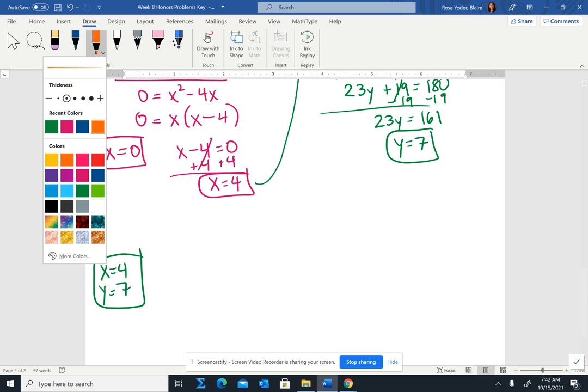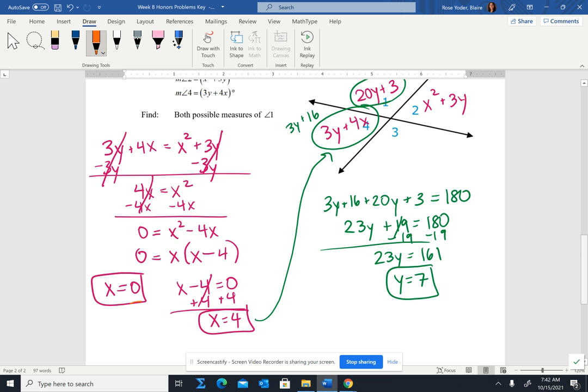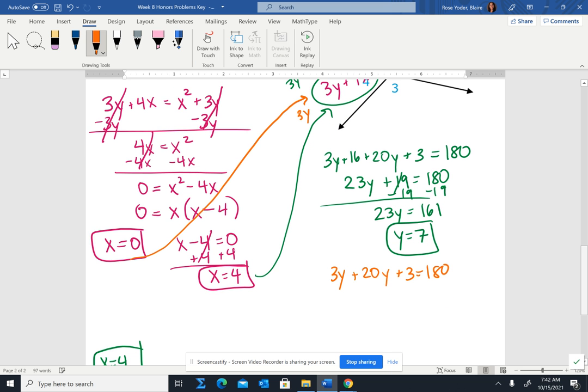All right, let me change colors. What happens when x is 0? I need to plug that in also. When x is 0, this one's just 3y, and we just get 3y plus 20y plus 3 equals 180. So this time we get 23y plus 3 equals 180.